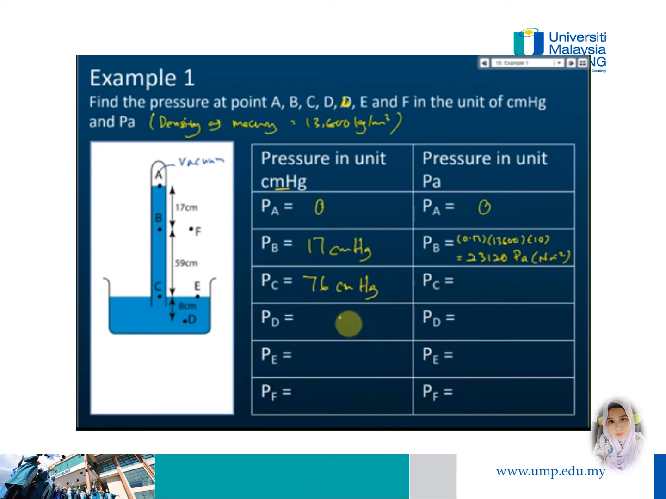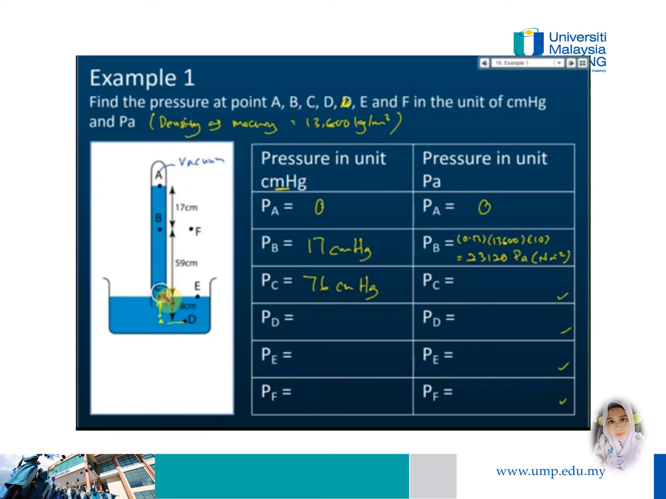What's the pressure at D? Tell me your answer in cm mercury. Now, let's say you have another point at this level. Same level, same pressure, right? So 76 plus another 8, 84.